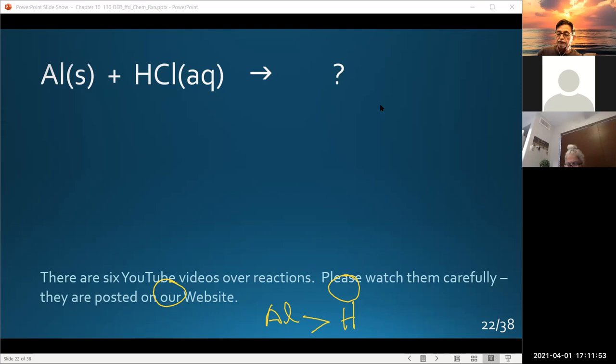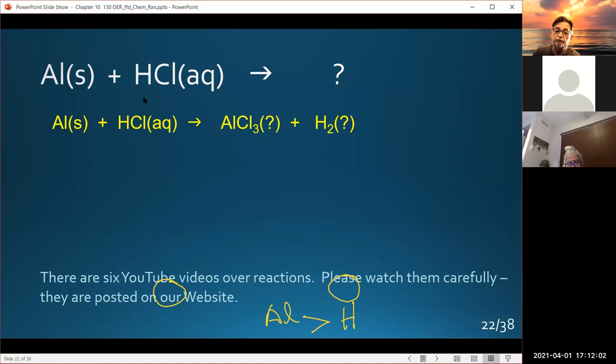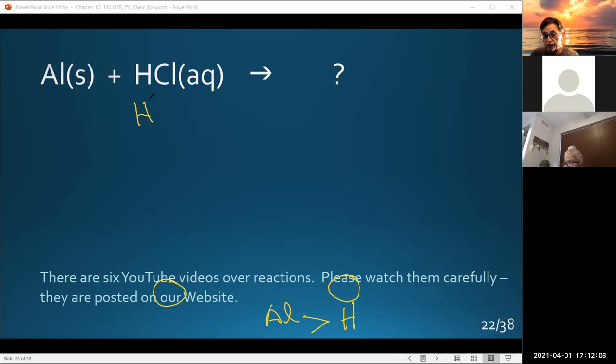Aluminum is in elemental form, so that reaction will proceed. Hydrogen, which right now is in H+ form, to get it to elemental form, guess what? It is simply H2. Yeah, that's the elemental form of hydrogen. And so aluminum is going to replace the hydrogen.